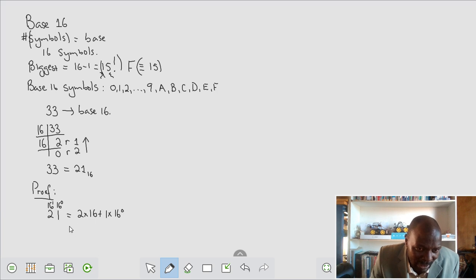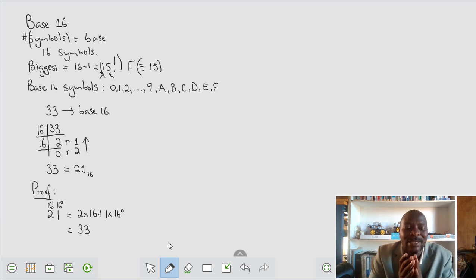2 times 16 is 32 plus 1, and we are back where we started. Okay, I do not really know whether I must exhaust my examples at this stage, because I think you've got the game now. You know what bases are now. I think if I give you any base now, you should be able to function.